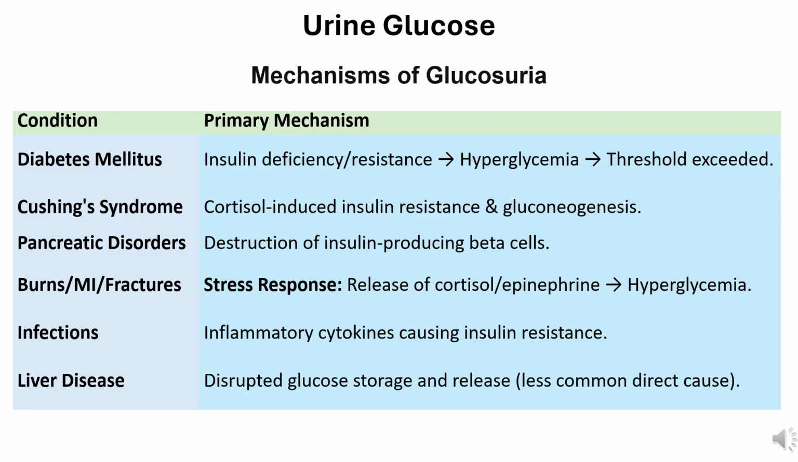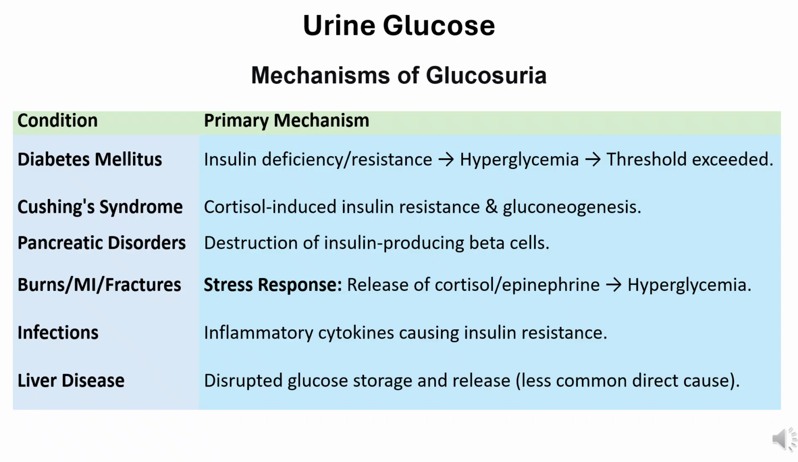Lack of insulin leads to diabetes mellitus, called pancreogenic diabetes, and consequently, glucosuria. 4. Severe burns, myocardial infarctions, fractures, trauma. Severe burns, heart attack, and major trauma trigger a massive release of stress hormones: cortisol, epinephrine, adrenaline, and growth hormone. These hormones all work to increase blood glucose.